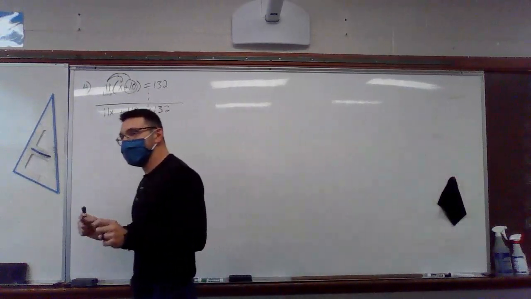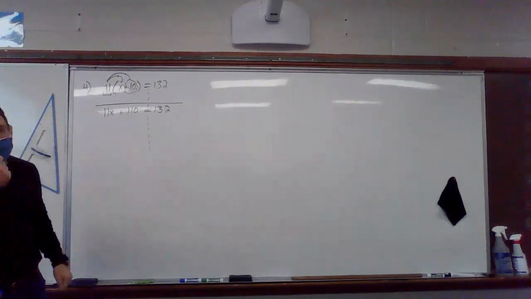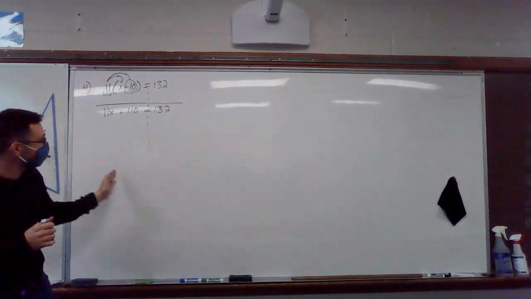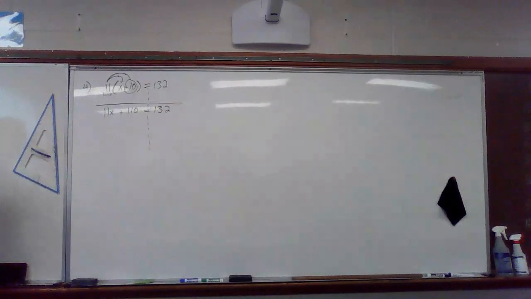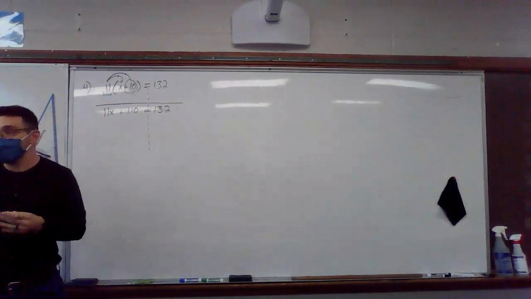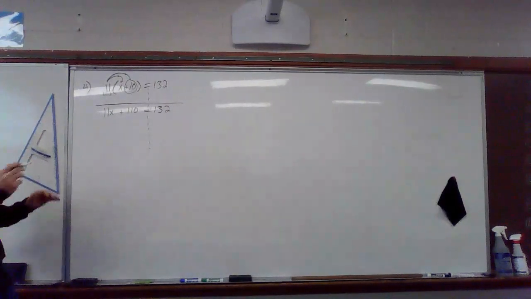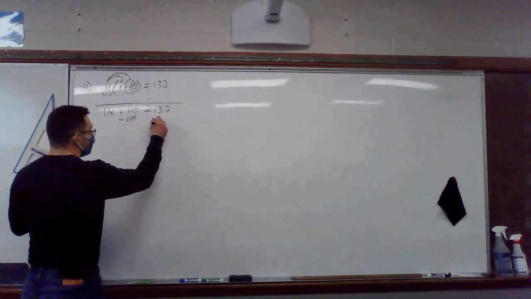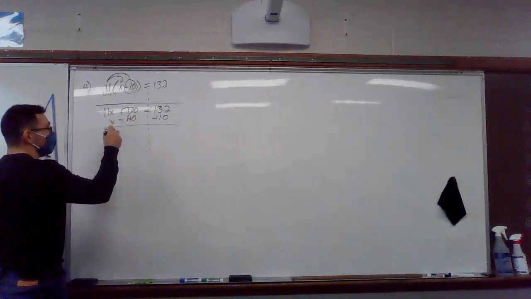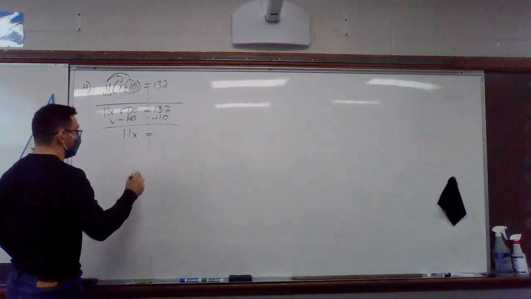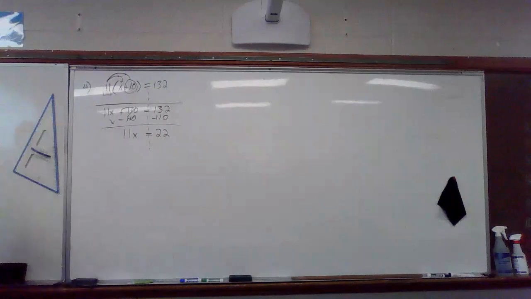Now, the goal is to isolate the x. We want to get the x by itself, which means the only thing on this side should be an x. So do I want to move 110 away from the x or 132 towards the x? Away. We're using inverses of addition and subtraction. This is addition. So what is the opposite of addition? Subtraction. So we are going to subtract 110 from both sides. 110 minus 110 is 0. That's the additive inverse property, which is perfect. 11x equals 132 minus 110 is 22.